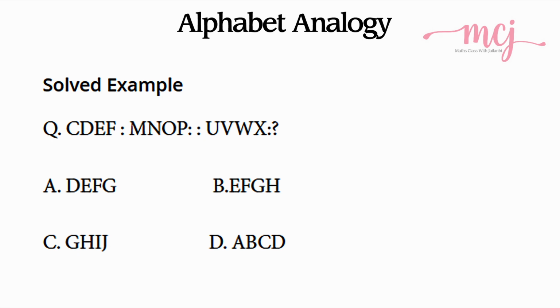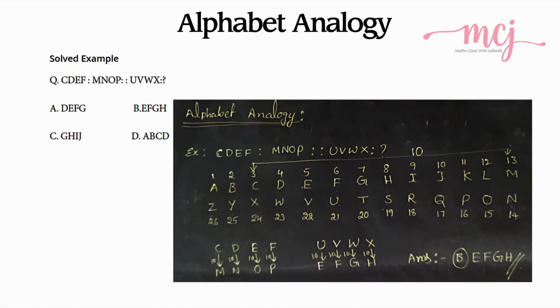First question. Here we are given some alphabetical orders and we have to solve them. C, D, E, F, M, N, O, P, U, V, W, X, question mark. Let us see the answer. In this question, first you need to establish a relationship between C, D, E, F and M, N, O, P, and then look for the same relationship for U, V, W, X and the answer.